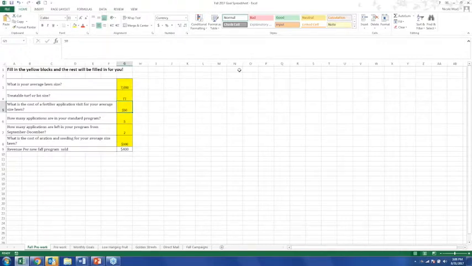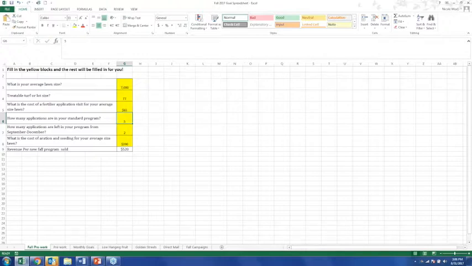And then what is the cost of a regular fertilizer application visit for your average size lawn? So a 7,000 square foot treatable turf lawn, what would your price be? So I'm going to change this up to $65 for that size property. And then how many applications are in your standard program?